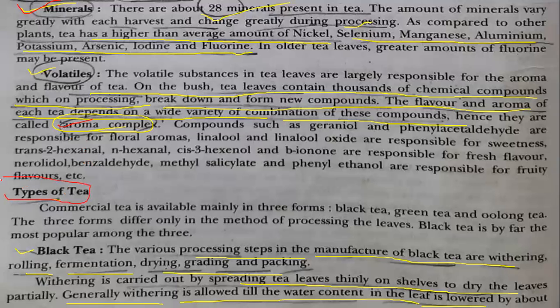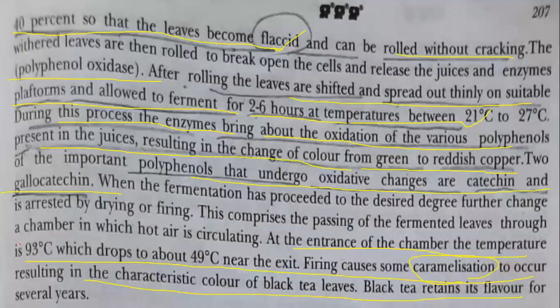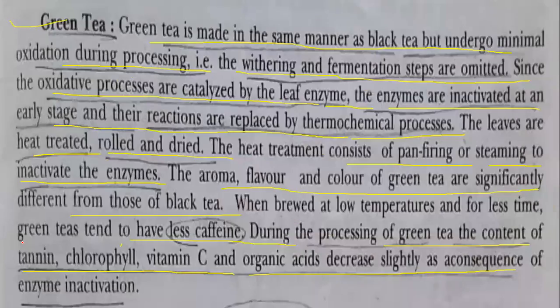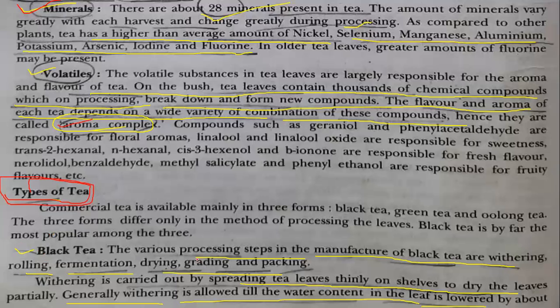Then after this, we are going to see what are the types of tea. Basically, there are three types of tea. Black tea is there, then green tea and mixed tea. So we'll see first black tea. The various processing steps in the manufacture of black tea are withering, then rolling, fermentation, drying, grinding, and packing.